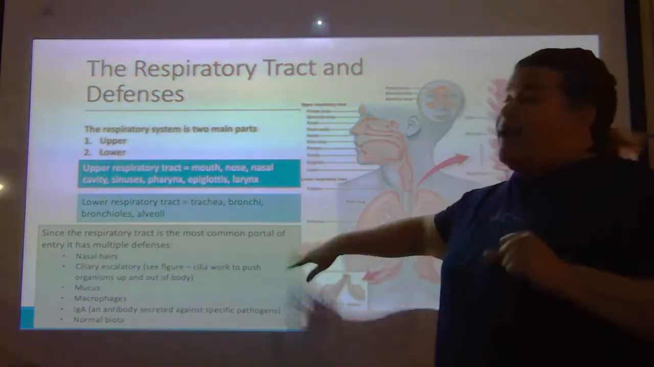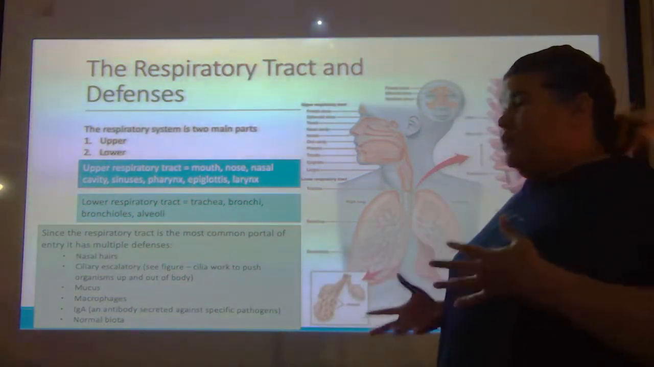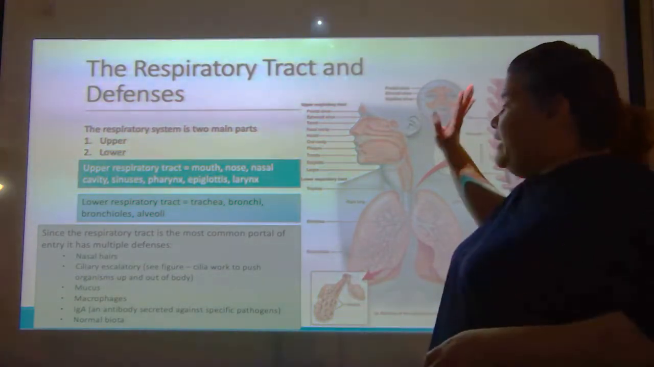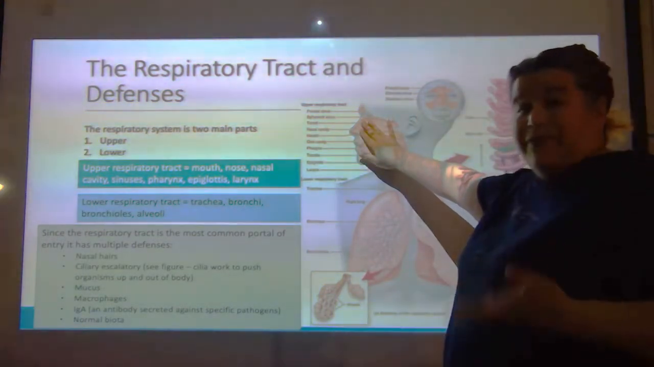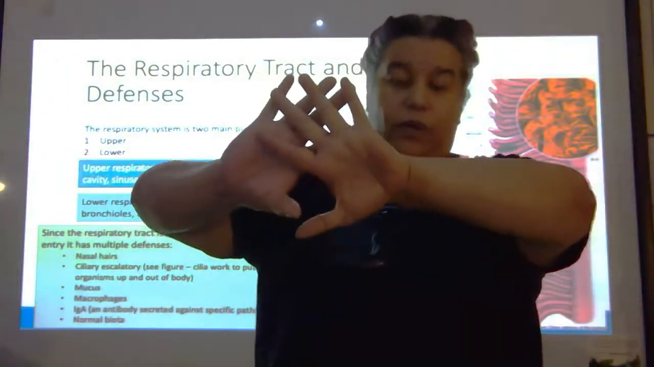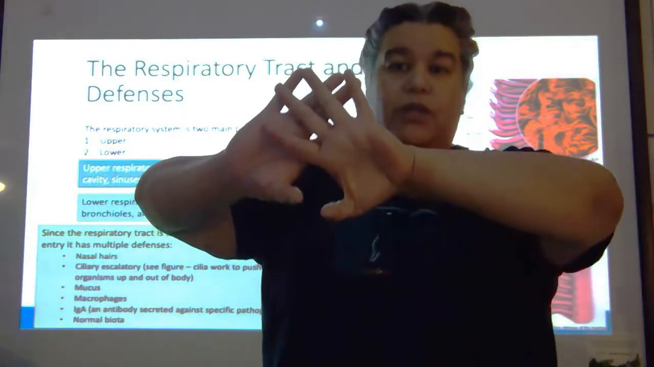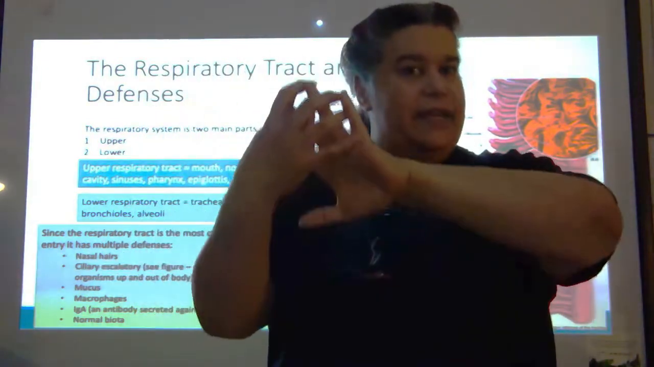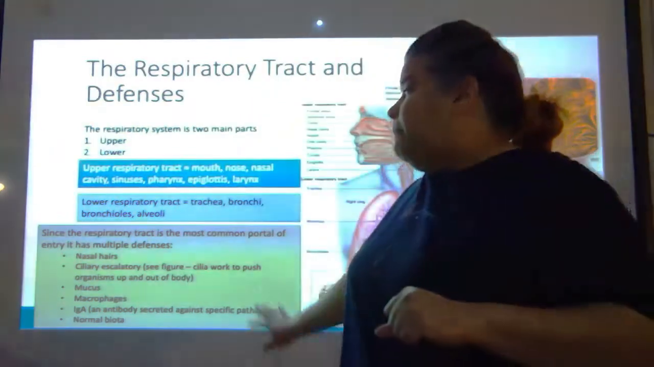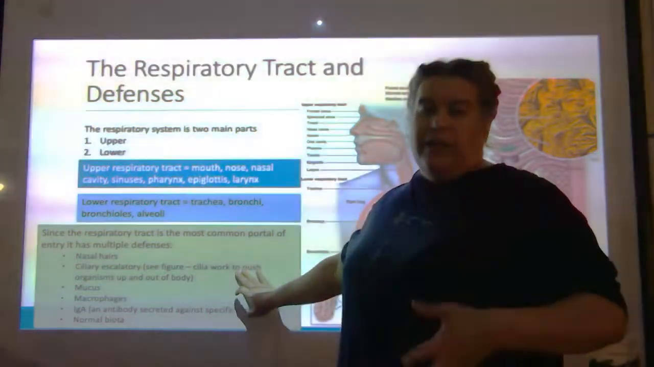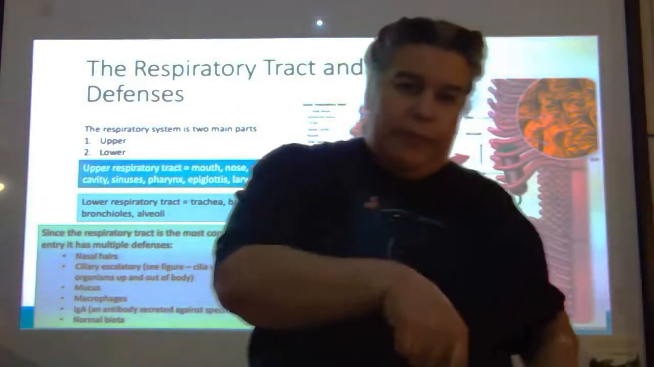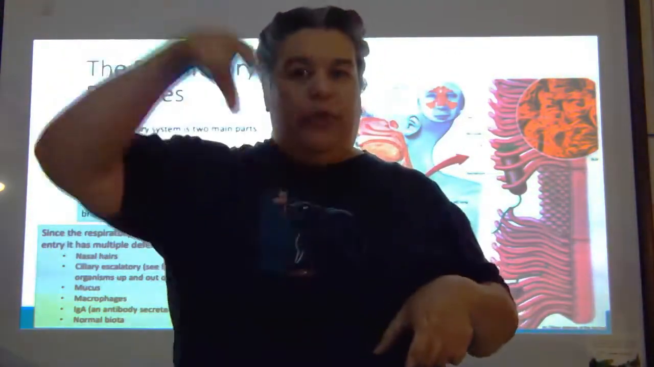Since the respiratory tract is the most common portal of entry, it actually does have quite a few defenses. In your nose, you actually have nasal hairs. Nasal hairs are covering the hole that makes your nose, so that when you breathe in, if anything comes, it gets trapped on those hairs and hopefully doesn't go in. The ciliary escalator. What does an escalator do in real life? Carries things from the bottom to the top, one floor to another.